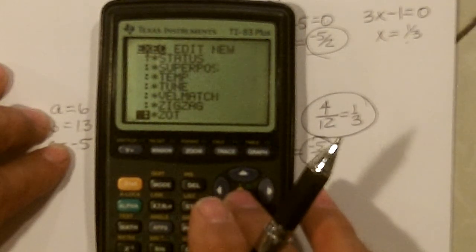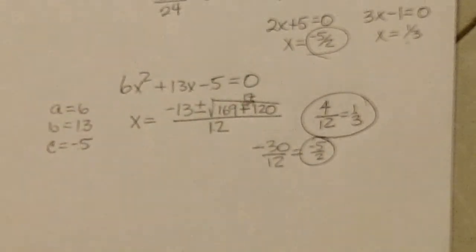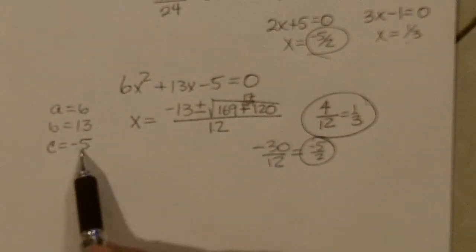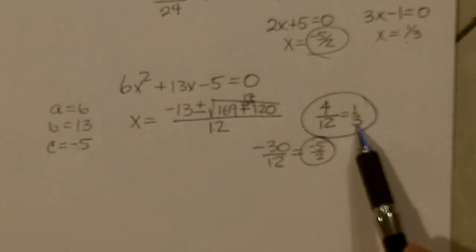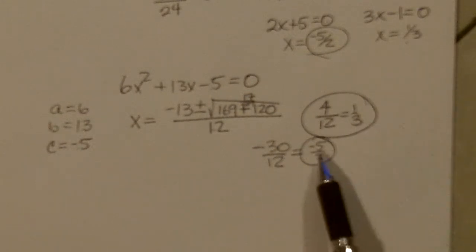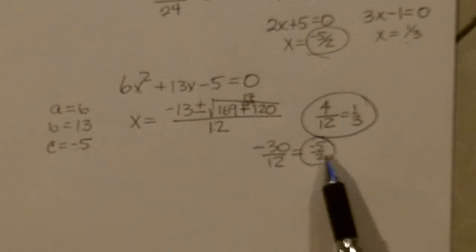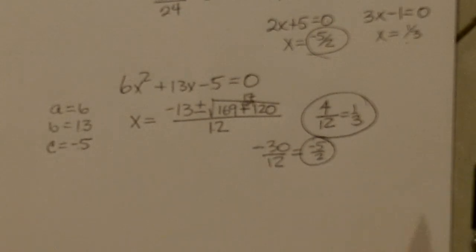I don't even have it in this calculator. So you could use the program and put 6 and 13 and negative 5 in for it, and it would give you the decimal values for these, 0.33333 and negative 2.5. Okay, that's 2a. Now let's do 2b.